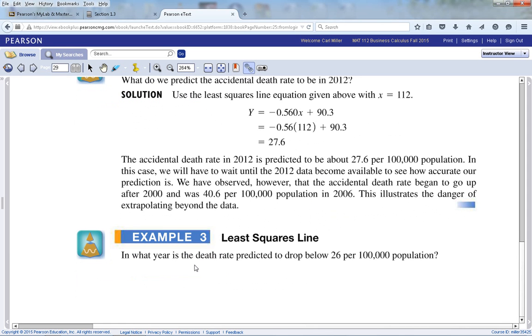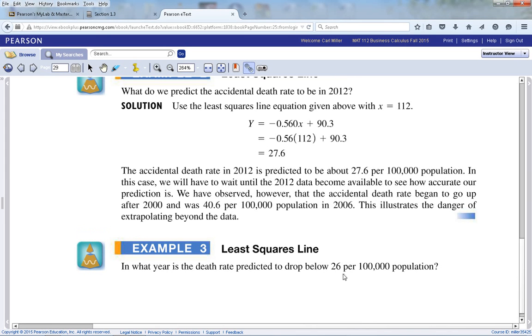Now in example 3, it asks you a different type of question. It says, in what year? So what does x have to be? Or actually it's asking x plus 1900, right? In what year is the death rate predicted to drop below 26 per 100,000 in the population? So let's figure if y is 26, because that's your death rate. If 26 equals negative 0.560x plus 90.3, what does x have to be to have that equality? And we know that since the slope is negative, it would go down past that. So that would be the point that we're looking for.